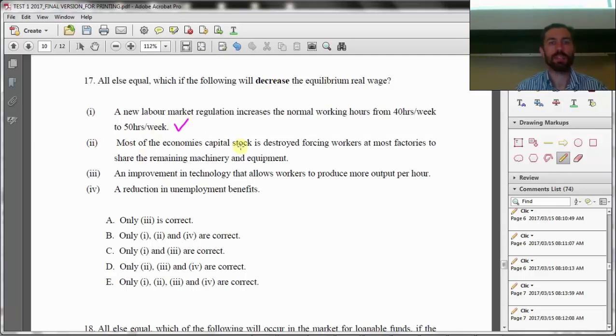Most of the economy's capital stock is destroyed, forcing workers at most factories to share the remaining machinery and equipment. Right? Destruction, in other words, this is like a negative technology shock. What happens? It shifts the demand for labor to the left. Shifting demand for labor to the left, is that going to decrease the real wage?